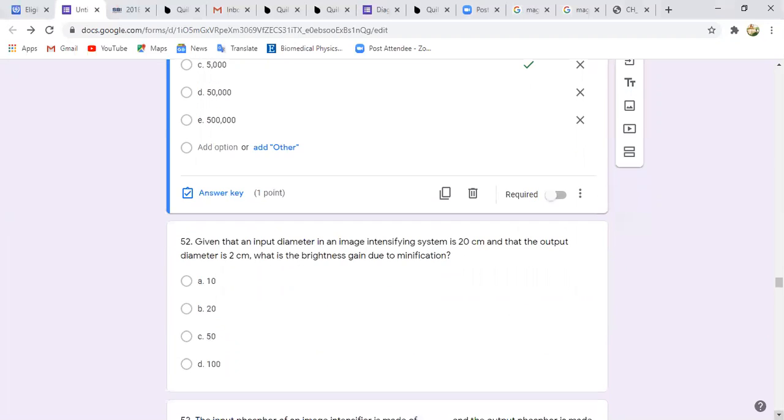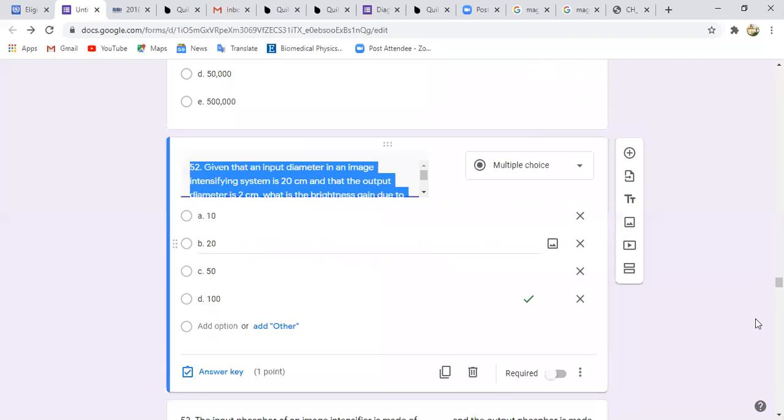Given that the input diameter of an image intensifier system is 20 centimeters and the output diameter is 2 centimeters, what is the brightness gain due to magnification? That would give us 20 squared over 2 squared, which is 20 over 2 everything squared. That is 10 squared, straight up 100. So the VG due to magnification is 100 here.